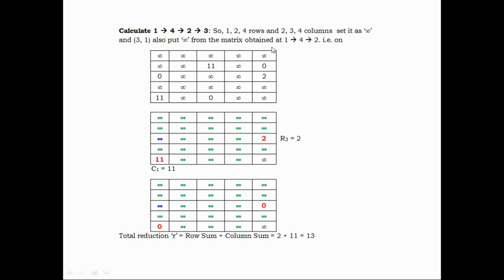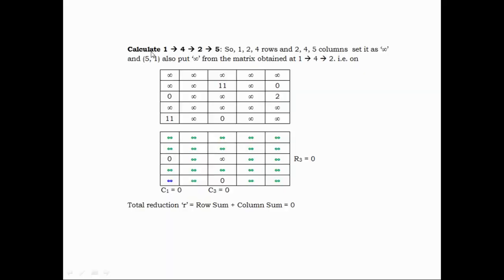From the matrix obtained at 1 to 4 to 2, you must remember that, okay, that is on this one only. Now here R3 equals 2 and similarly C1 equals 11. Now total reduction R equals row sum plus column sum, which is equal to 13.